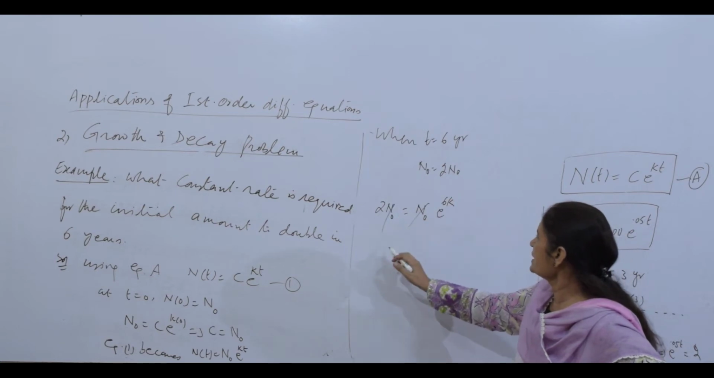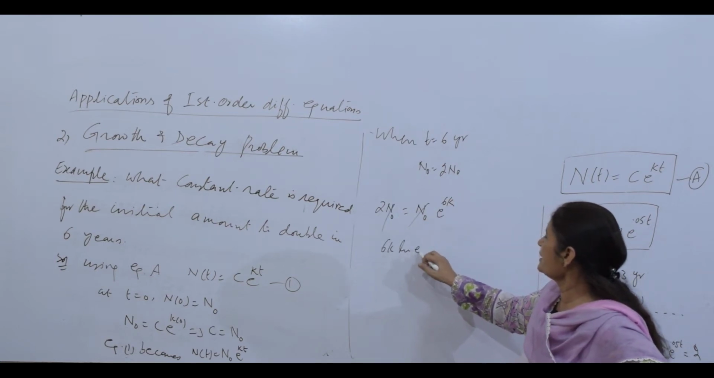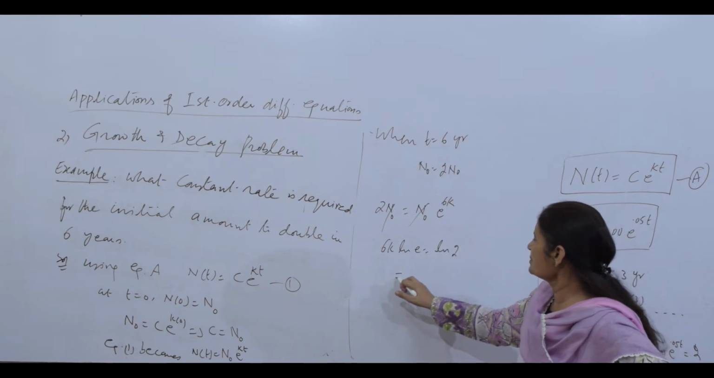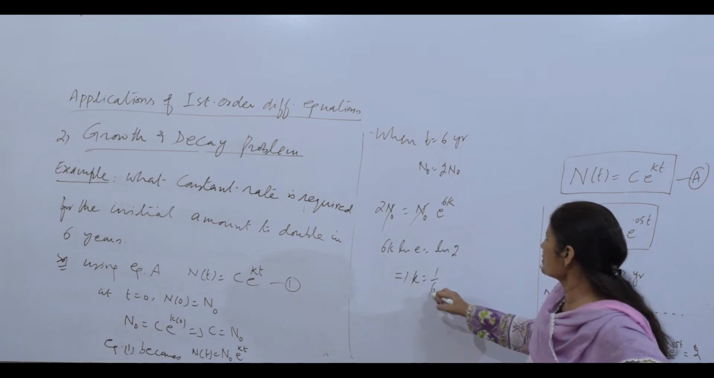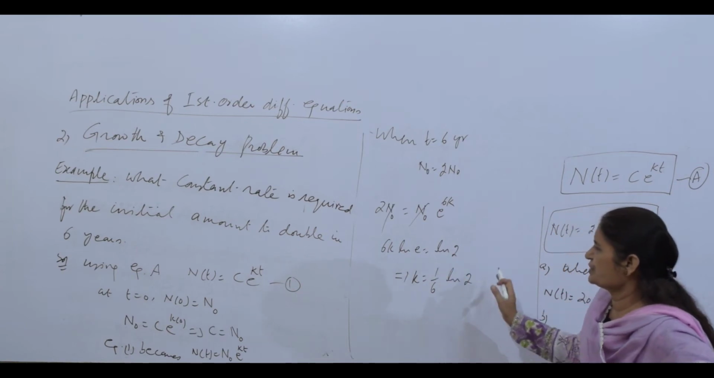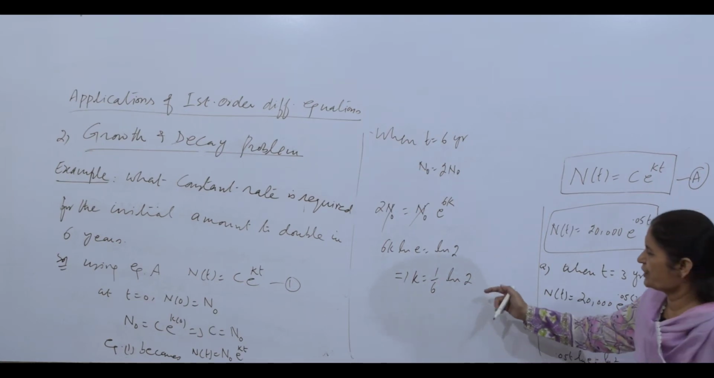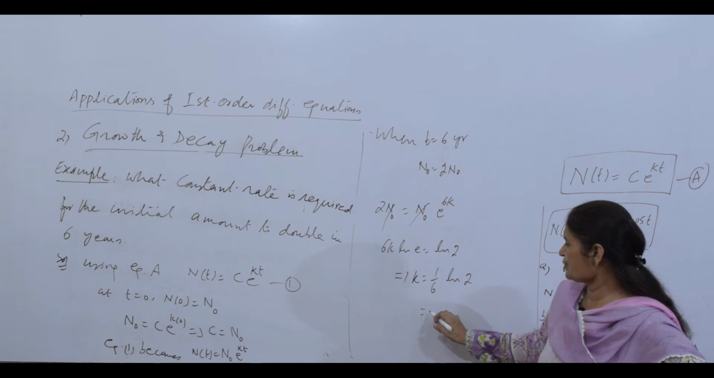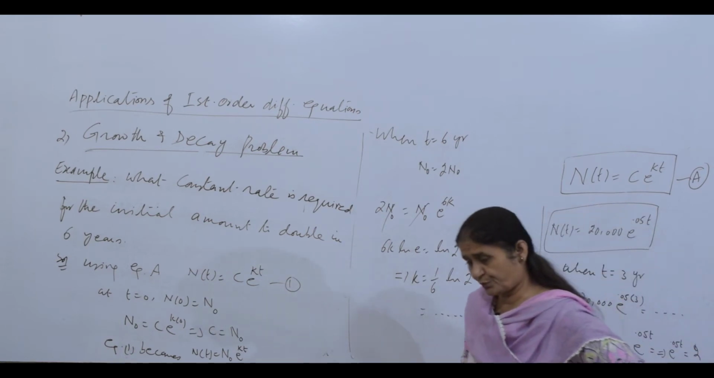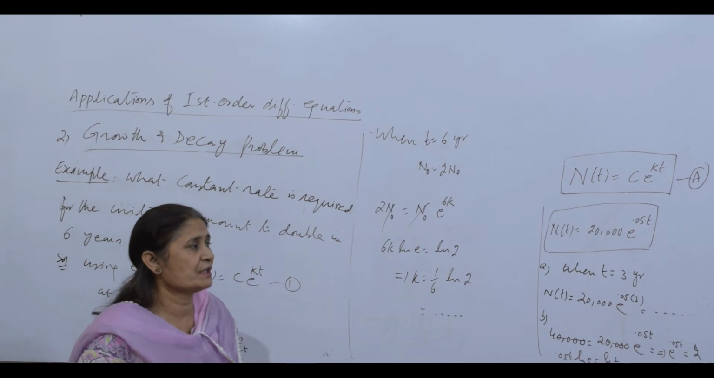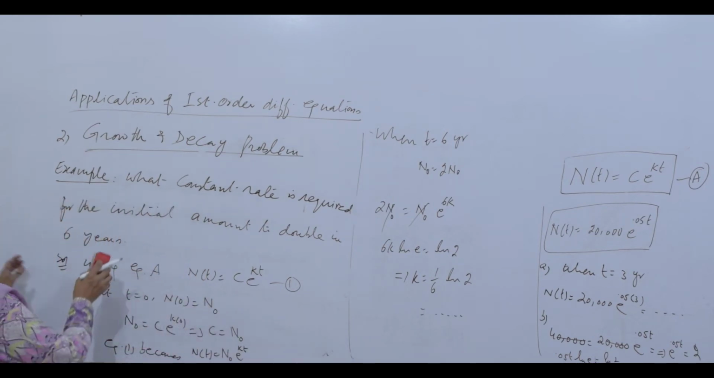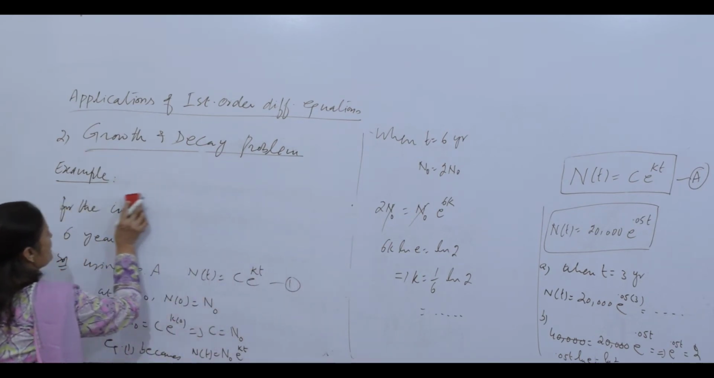The N0 cancels. 6k ln e is ln 2. This implies k is equal to 1 over 6 ln 2. Solving this, there is no minus; this is plus. Finding the value of ln 2 divided by 6, you get some constant of proportionality, which is the interest rate given by the bank in order to double the amount in 6 years' time.